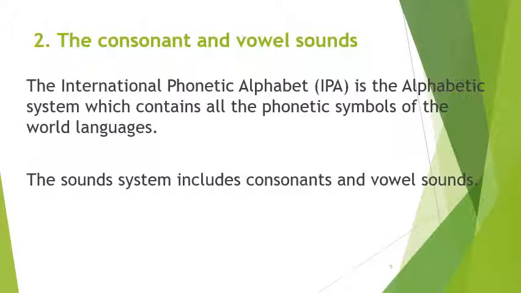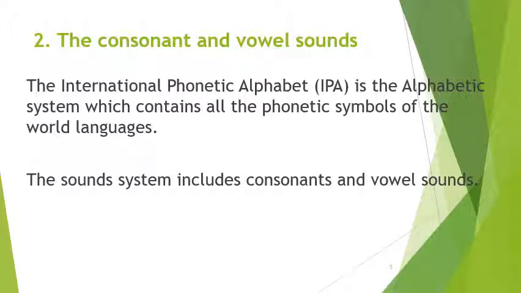And now these slides contain a description or explanation of the two concepts we mentioned in the previous slides, that is consonant and vowel sounds. The International Phonetic Alphabet is the alphabet system which contains all phonetic symbols of all languages. What I'm trying to say is that in all languages, there must be consonant sounds and there must be vowel sounds. And we have this International Phonetic Alphabet system which contains consonant and vowel sounds of all world languages. Whichever language you are speaking, so long as it has been documented, there must be consonants and vowels for it.